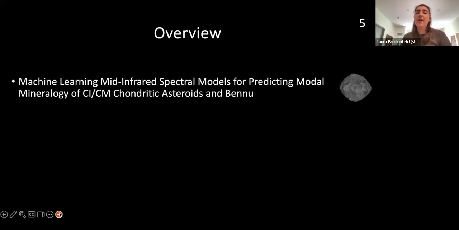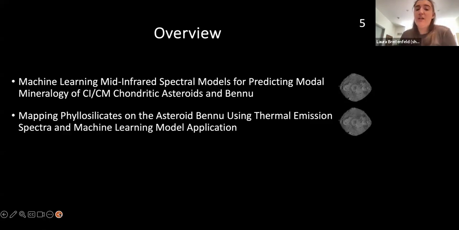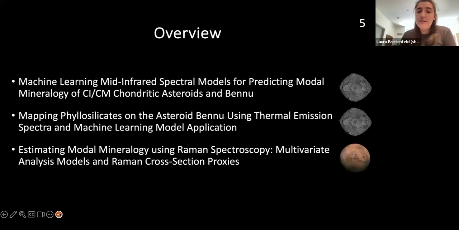So the overview of what I'll be talking about today, I'm first going to tell you about a project I worked on in establishing machine learning models using mid-infrared spectroscopy for the prediction of modal mineralogy of CI and CM chondrites and the asteroid Bennu. Next, I'm going to be talking a little bit about work that builds on that, including mapping of phyllosilicates on the asteroid Bennu. Then I'll be shifting gears and going into estimating modal mineralogy using Raman spectroscopy.